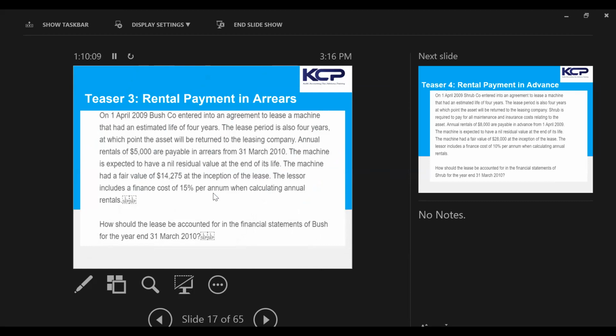So we can read this for us. Entered into an agreement to lease a machine with a useful life estimated at 4 years. The lease period is also 4 years, at which point the asset will be returned to the leasing company. Annual rentals of $5,000 are payable in arrears from 31st March 2020. The machine is expected to have a nil residual value at the end of its life. The machine had a fair value of $14,275,000. The lessor includes a finance cost of 15% per annum when calculating the annual rent. How should this be accounted for?